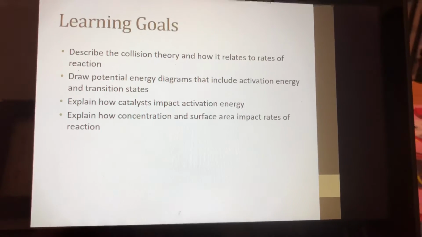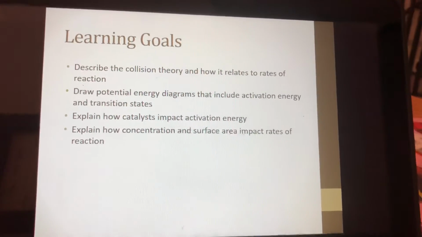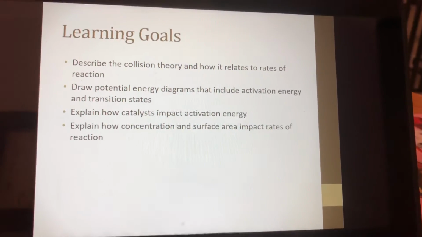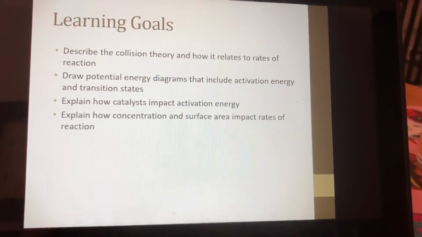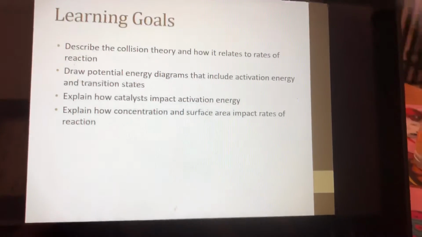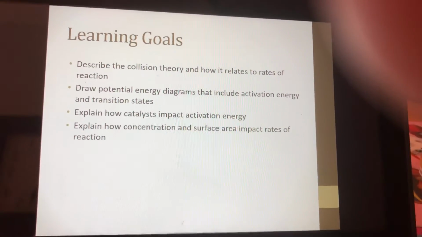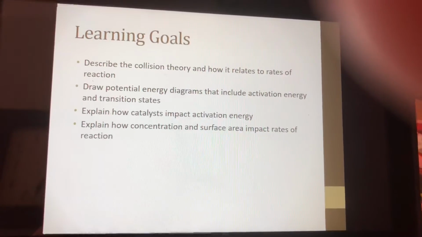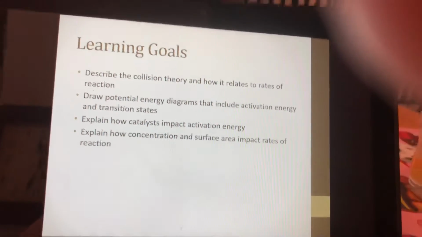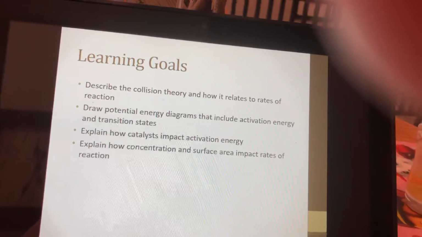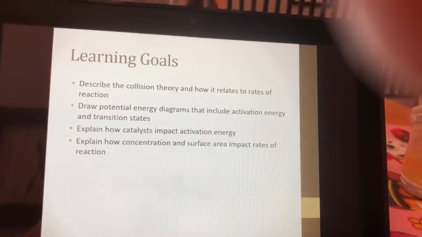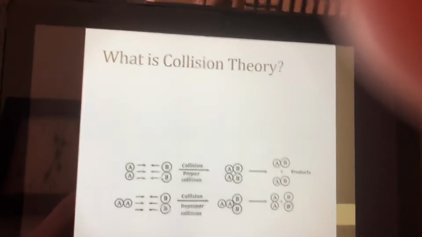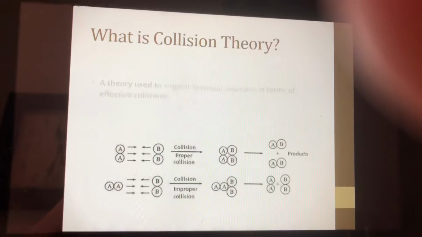rates of reaction. You should be able to draw potential energy diagrams that include activation energy and transition states, and explain how catalysts impact activation energy. And the last one is explain how concentration and surface area impact the rate of a reaction. So just to recall, the rate of reaction is measured by measuring the change in concentration over a period of time. Okay, what is collision theory?